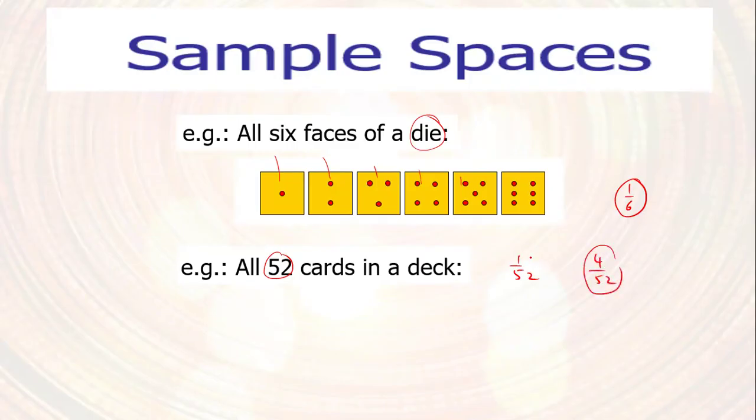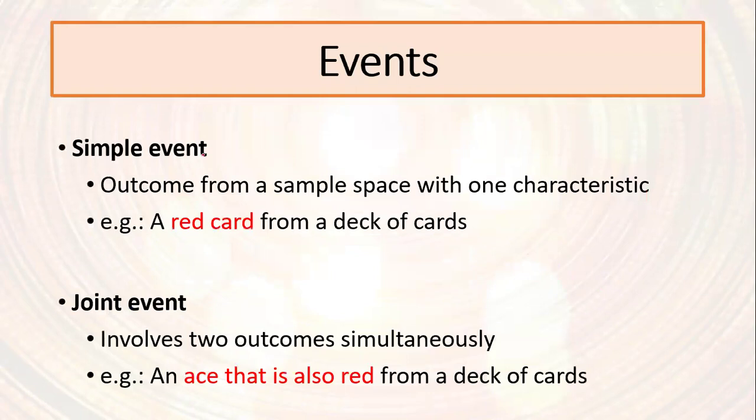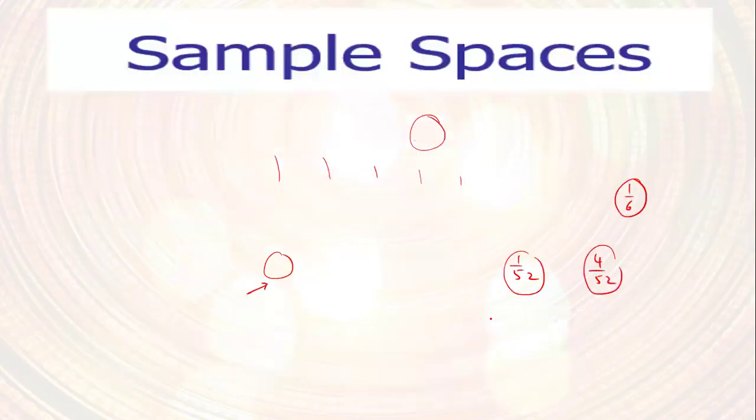So like that, right? This is a card deck. The total number of cards that you have is 52. A simple event is just like taking a red card or something. How many red cards do you have? 13 of them, out of 52. So that is the probability of getting a red card. If you're taking an ace that is also red, there is only one card like that, 1/52. So you already know. Again, I want to show you here.